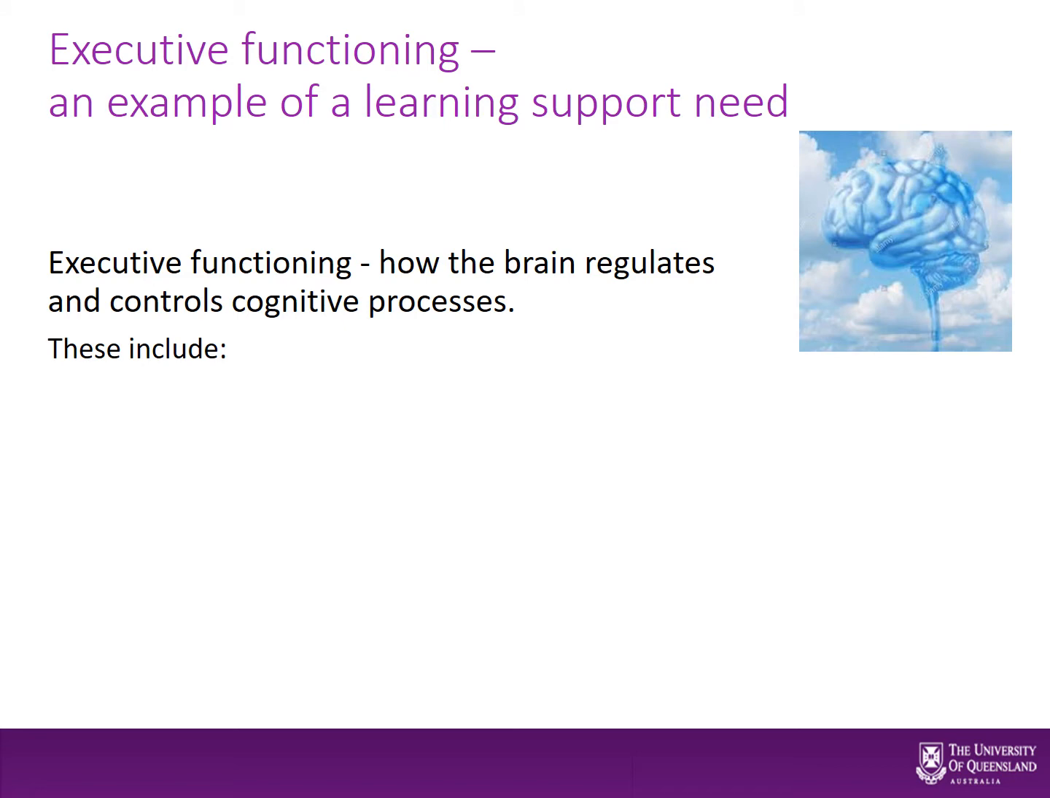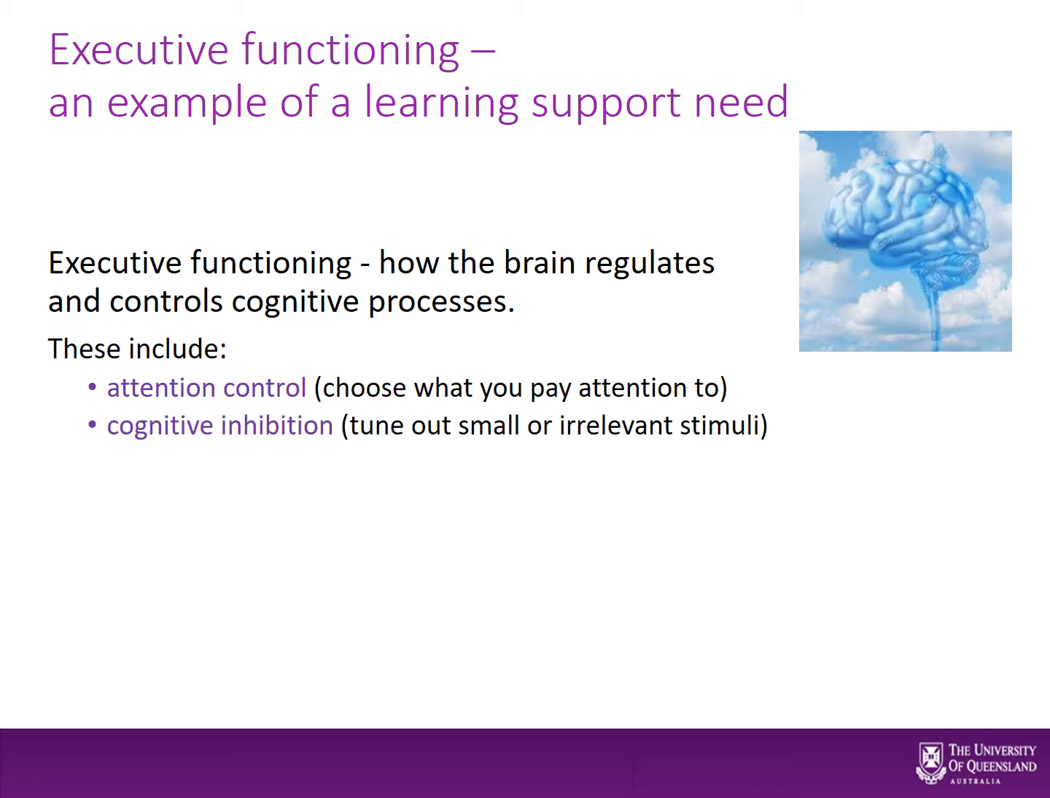When we talk about executive functioning, we're referring to the processes that the brain undertakes to control its thinking. So some of these functions include attention control. You choose what you pay attention to. You know what's important in all the stimuli that are around that you need to take notice of. It also involves cognitive inhibition, means that you can tune out things that you know don't matter.